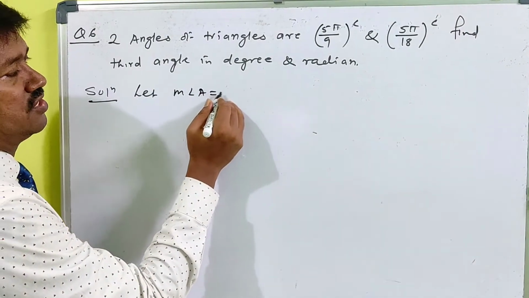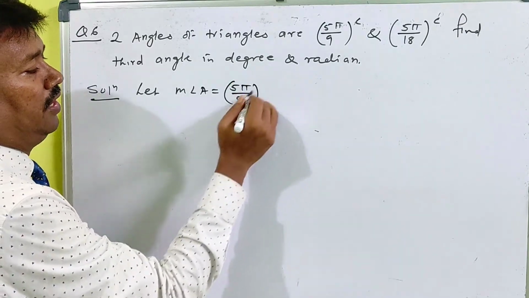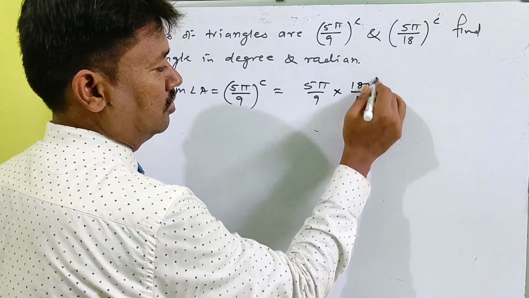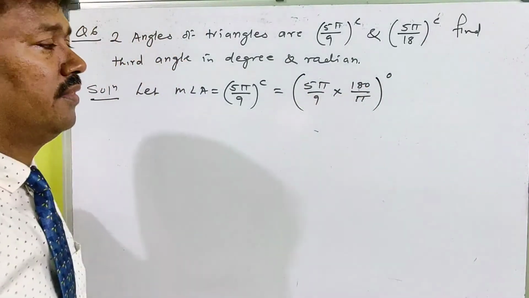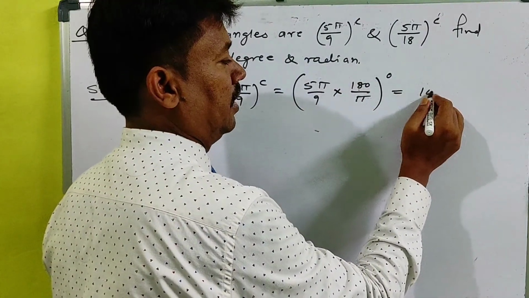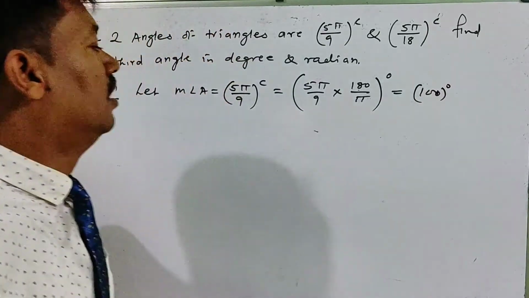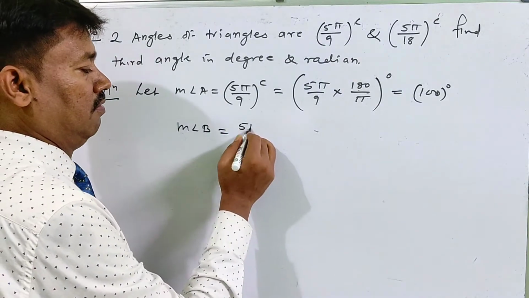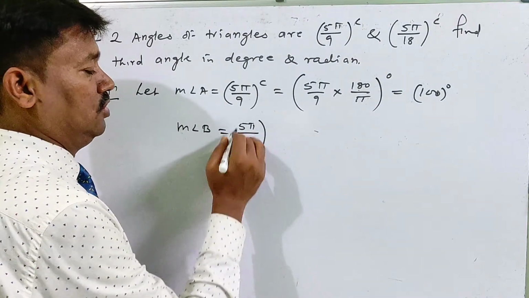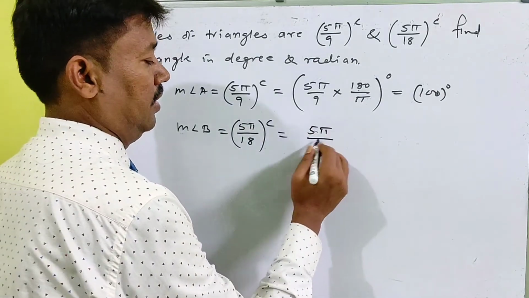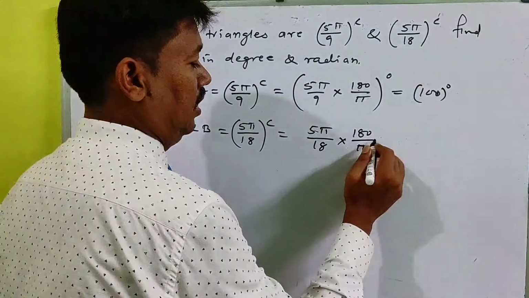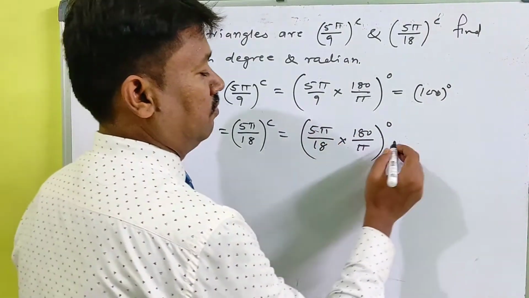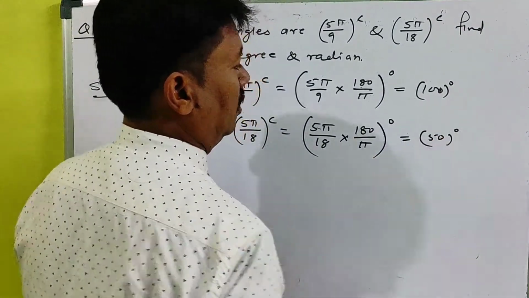Let the measure of angle A be 5 pi by 9 radian, that is 5 pi by 9 into 180 upon pi, so that becomes degrees. Pi cancels, 9 twenties are 180, so 20 into 5 becomes 100 degrees. Similarly, the measure of angle B we assume is 5 pi by 18 radian, so that is 5 pi by 18 into 180 upon pi, which becomes degrees. 18 tens are 180, pi cancels, so 10 into 5, so it is 50 degrees.